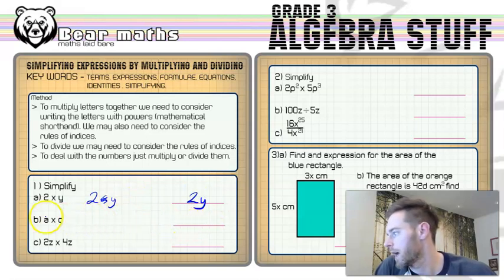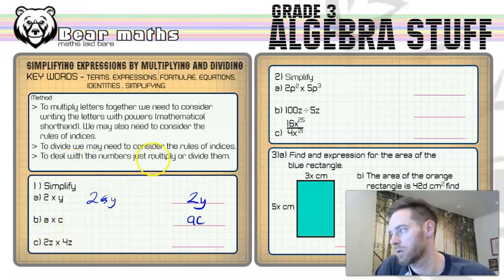Okay? And the B question is very similar. When you get a letter next to a letter, it means multiply. So we don't need that multiplication symbol either. And that is just a C. It is as simple as that. It really is. Now, this one, we've got 2z multiplied by 4z.